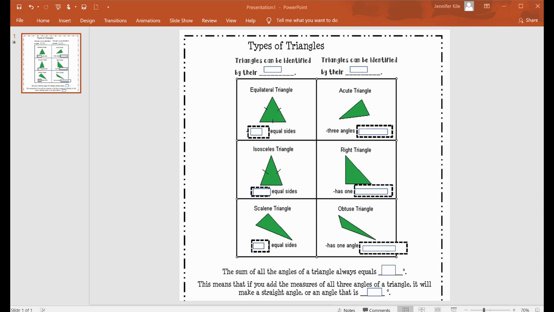So on an equilateral triangle, there are three dashes, a single dash through all three sides. And what that tells us is that an equilateral triangle has three equal sides. The measurements of each one of those three sides is exactly the same.